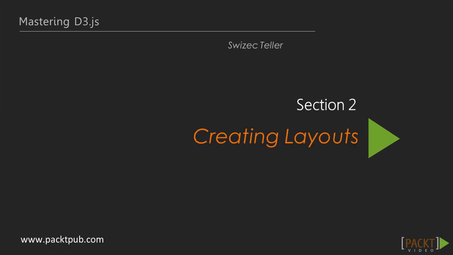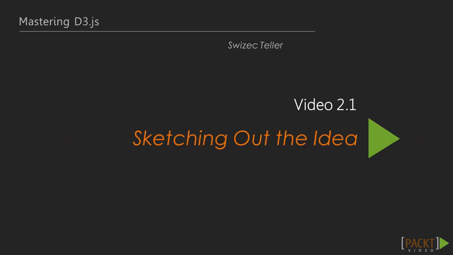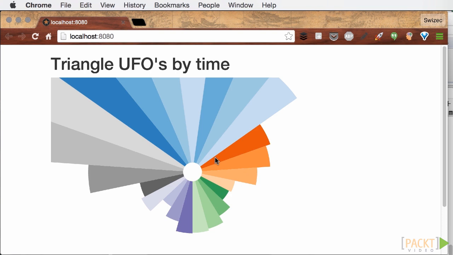In this section, we're going to create a layout of our own, an angle histogram. We're going to start with a sketch and end up with a pretty example of our new layout. Before you can make a layout, you need a working visualization.